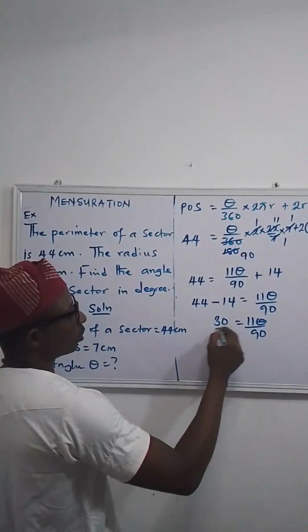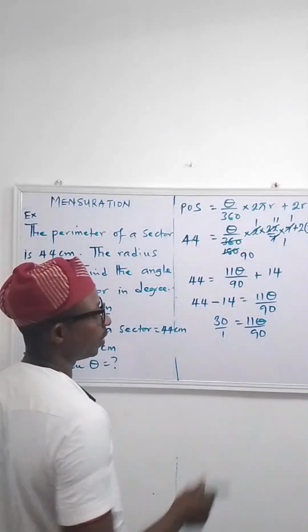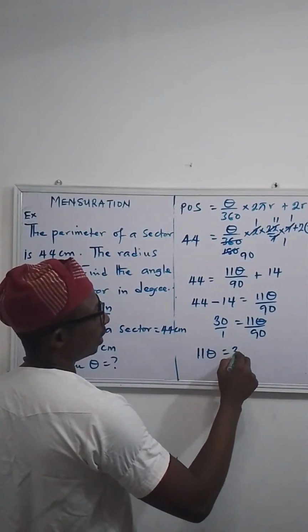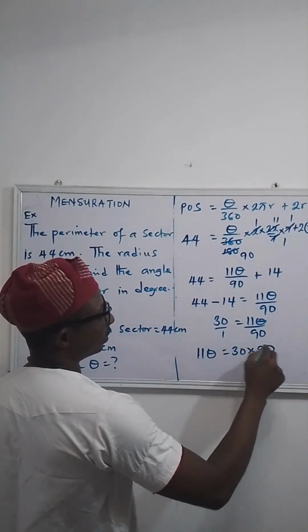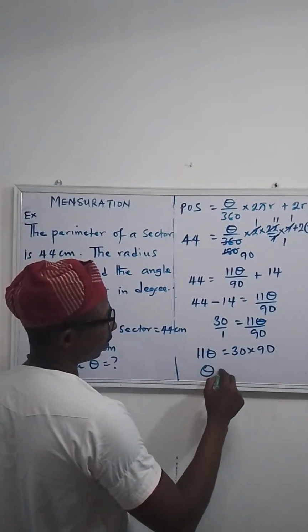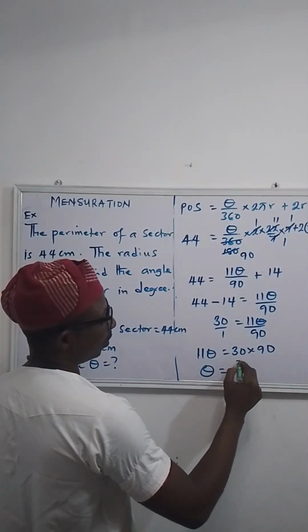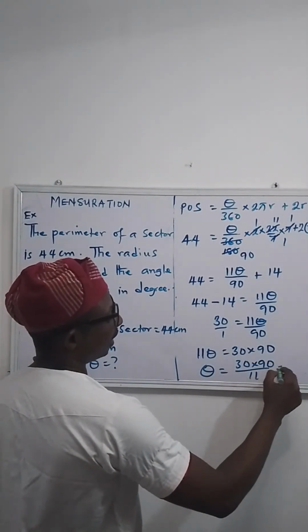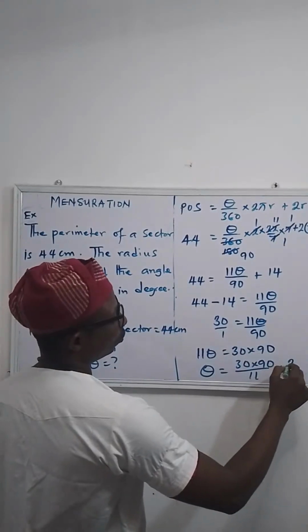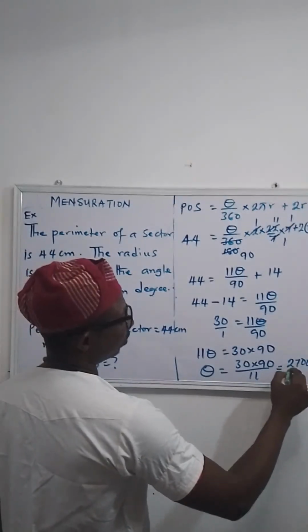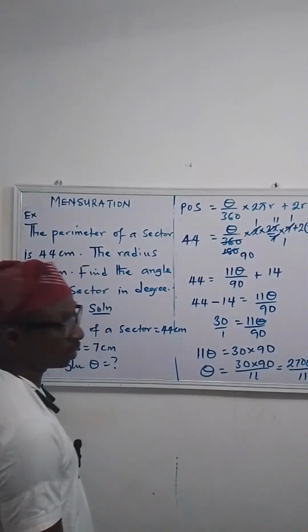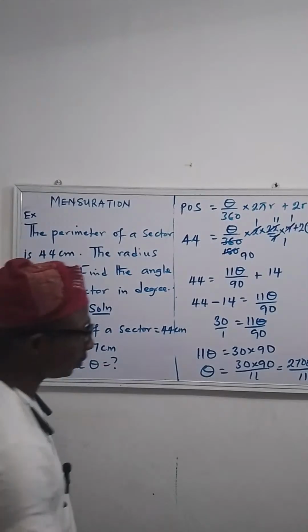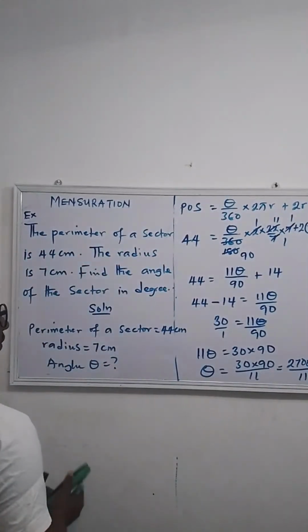So here you can cross multiply. Okay, so we have 11 theta equals 30 times 90. And that's theta equals 30 times 90 over 11. And that is the same thing as 2,700 over 11. Okay, so what do we have as theta?